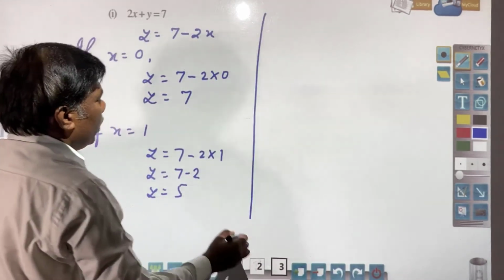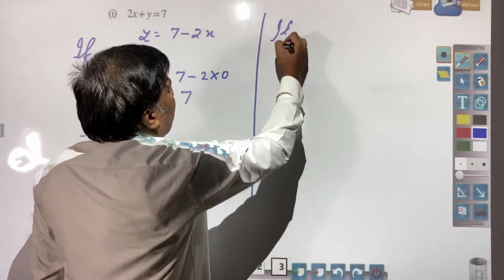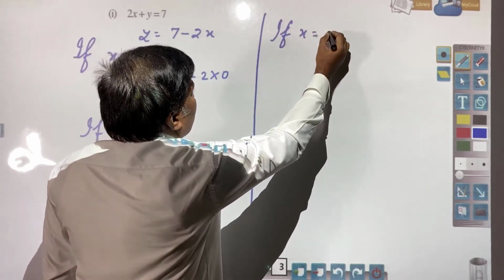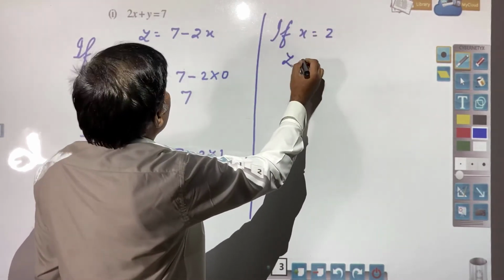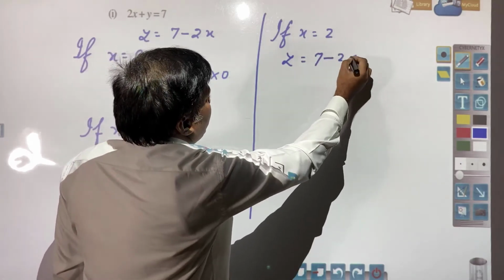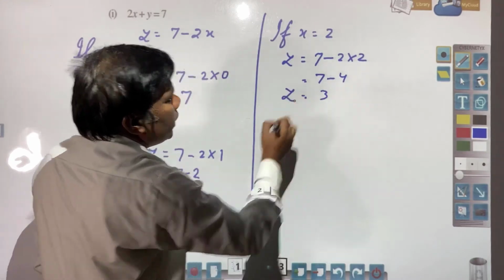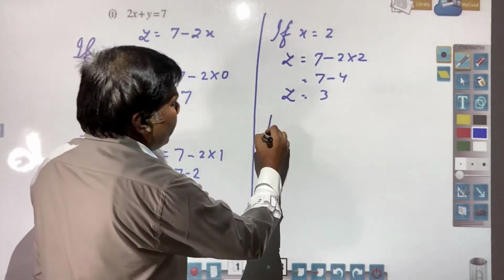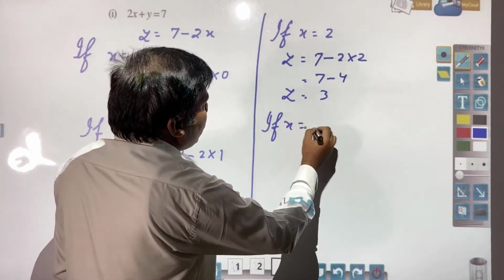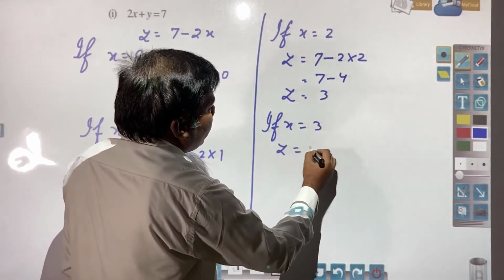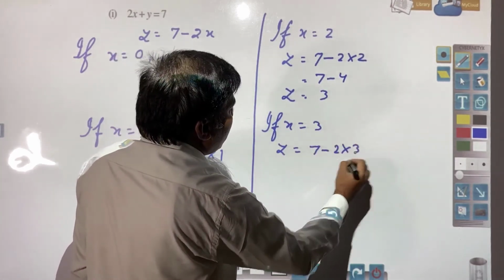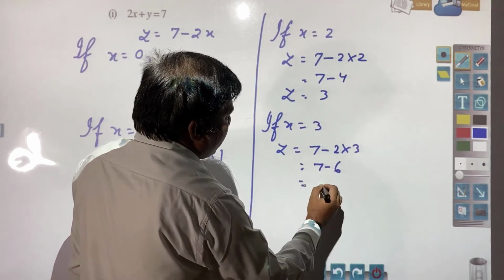In the same way, if x is equal to 2, then y will be equal to 7 minus 2 into 2. It means 7 minus 4, it means 3. Y is equal to 3. If x is equal to 3, then y will be equal to 7 minus 2 into 3. It means 7 minus 6, it means 1.